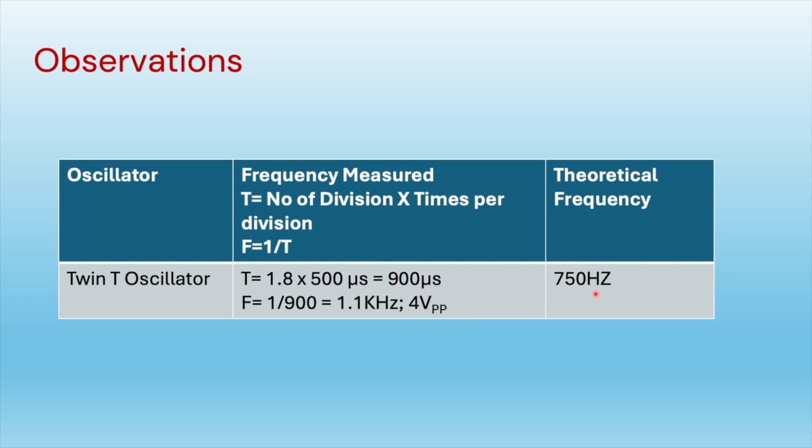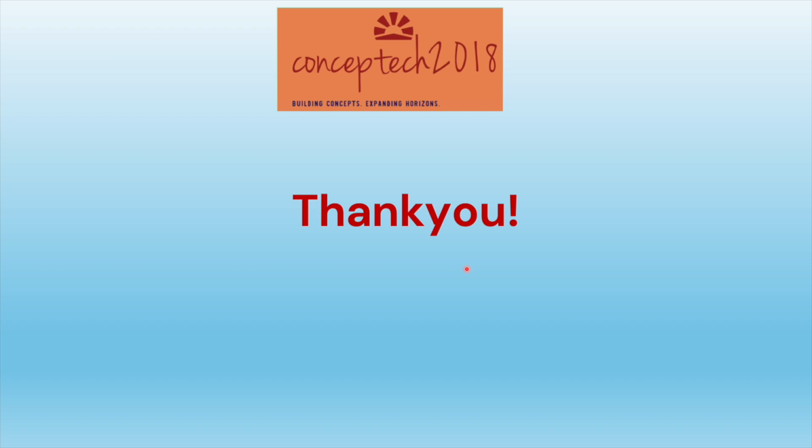The theoretical frequency calculated from the components connected in the circuit, that is the resistors and capacitors, is 750 hertz, and you can see the difference between theoretical and practical frequency. It is because of the tolerance of the component values as well as error in the calibration of the meters which are used in the laboratory. I hope you have understood how the Wein bridge oscillator and the twin-T oscillator work and how the frequency is calculated on the CRO for the twin-T oscillator.